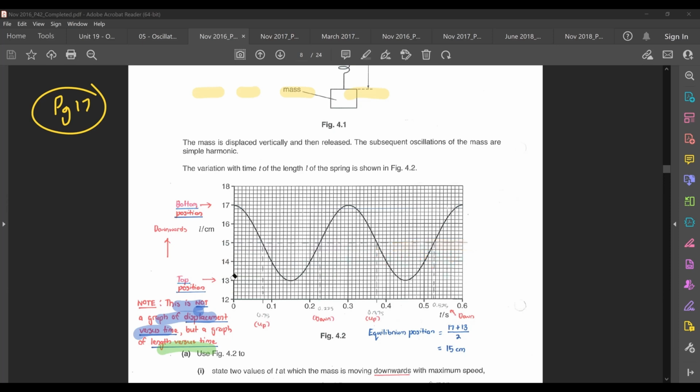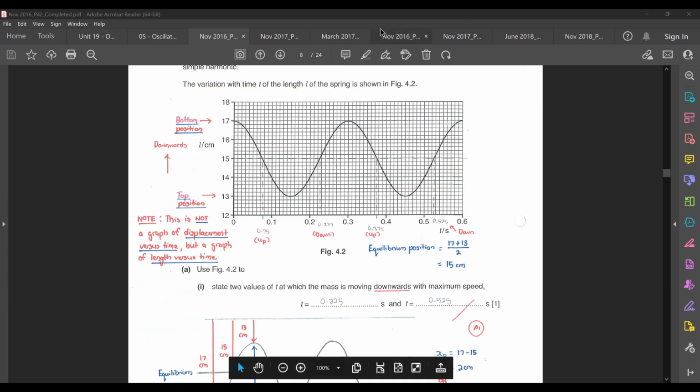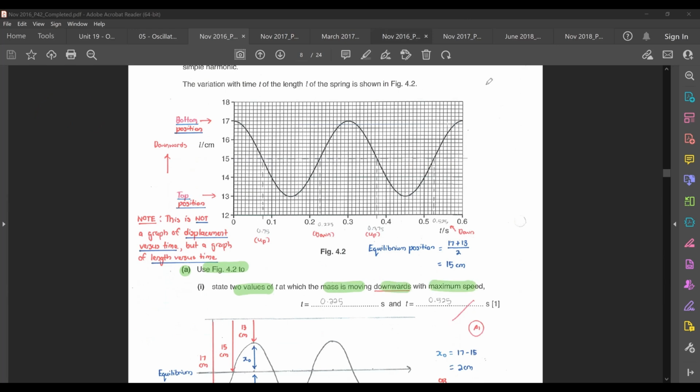So from there, for the first part of your question, they ask you to use the figure and state two values of t at which the mass is moving downwards with maximum speed. Okay, so in your case, you do see a wavy shape here indicating that the mass is oscillating. So if you were to try and determine where is your equilibrium position, it should be right in the middle here, isn't it? Because this is say 17 and this is 13. The difference between them is actually 4.